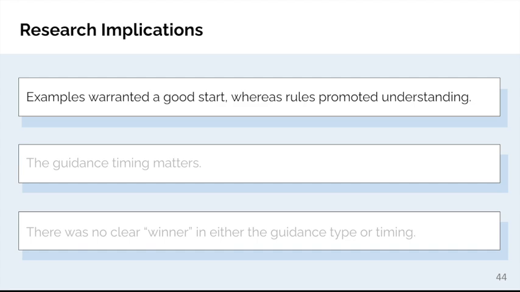Here are our 3 key implications. First, examples warranted a good start, whereas rules promoted understanding. Second, the guidance timing matters. Third, although example at task intro is the most preferred combination, we think there was no clear winner. Instead, the choice of both guidance type and timing depends on the chatbot's application and the purpose of the guidance, whether it's to facilitate efficient task execution at the moment or promote learning.